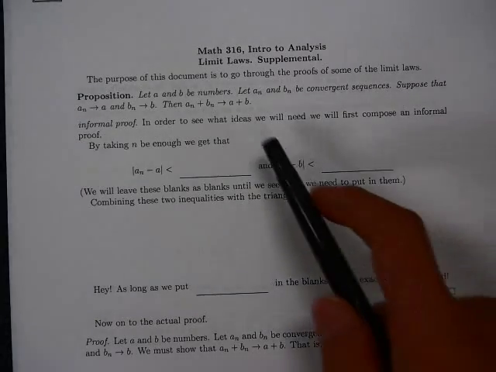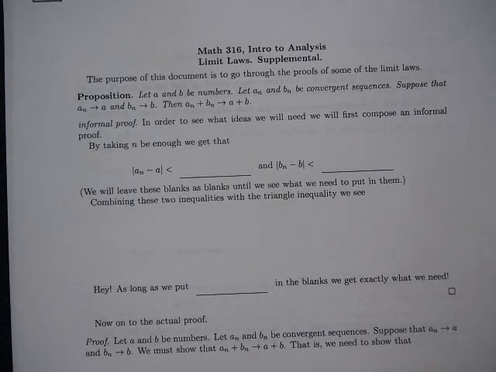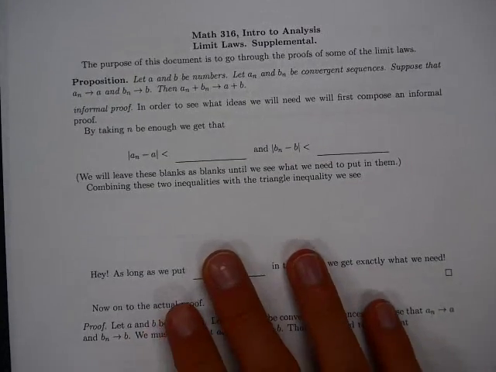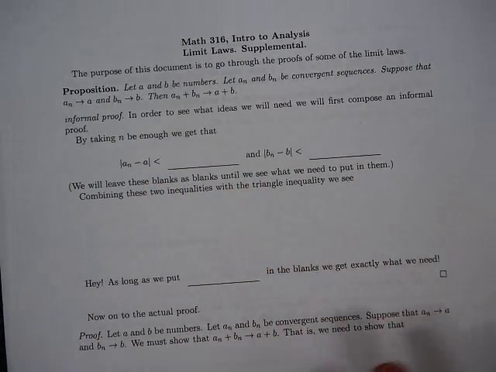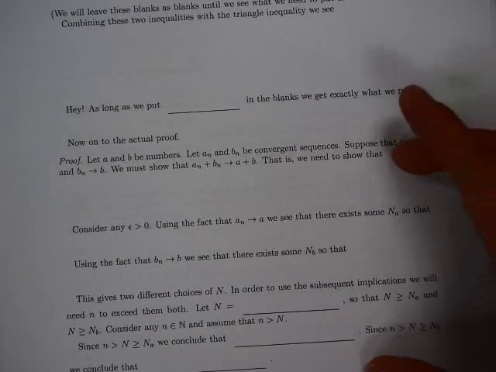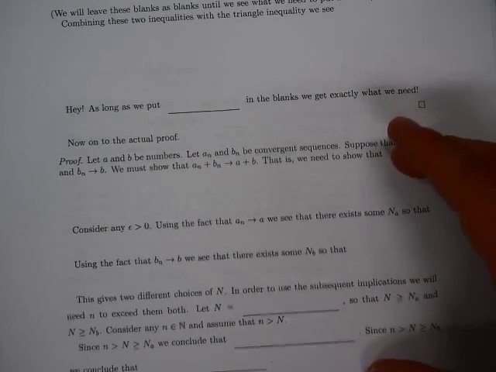So we're going to prove this. Let A and B be numbers, let A sub n and B sub n be convergent sequences. Suppose that A sub n converges to A and B sub n converges to B, then their sum converges to the sum of their limits. Fair enough. So let's kind of talk through an informal proof. So this will give us all of the ideas we need to compose the formal proof that will happen right here.